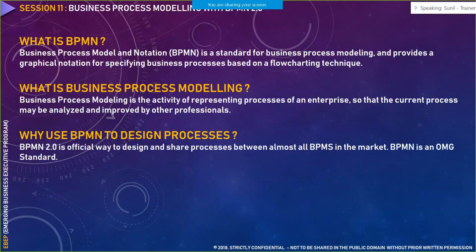Now, business process modeling is the activity of representing processes of an enterprise so that current processes may be analyzed and improved by other professionals. And it is a way to design and share processes between almost all BPMS in the market.